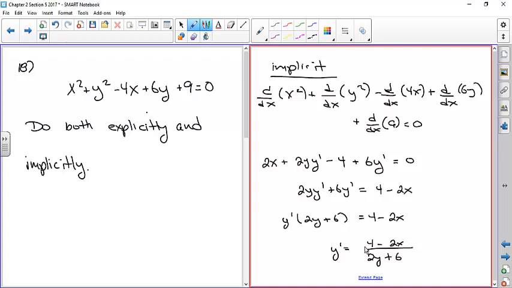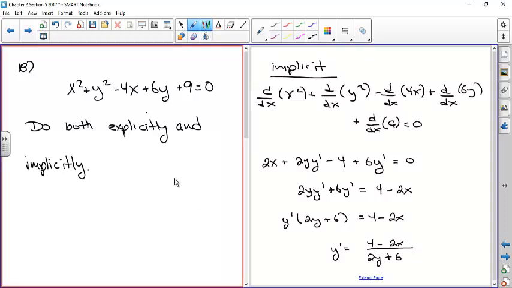And the slope is going to be 0 when the numerator is 0. And the slope will be undefined when the denominator is 0. So you probably could figure out where the vertices are, I think. At least you know where the slope is 0. So that's how you do it implicitly.